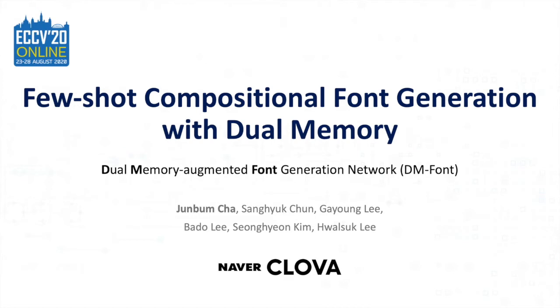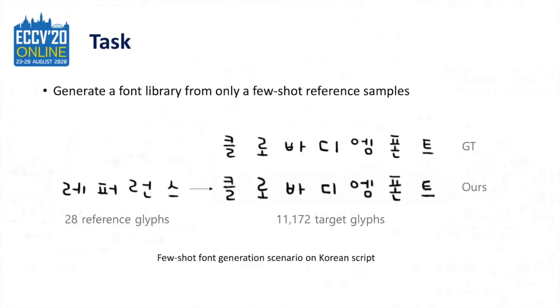I'll introduce our work, Few-shot Compositional Font Generation with Dual Memory. Our goal is to generate a font library from a few reference samples. The number of glyphs in a font library varies by script, but usually there are thousands or tens of thousands of glyphs in a compositional script. Because of this glyph-rich property, the compositional font generation task is very challenging and practically important.